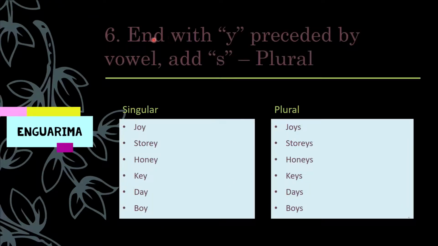Our sixth rule is if the singular is ending with y but it is preceded by a vowel, it has a vowel letter before the y letter, we will add s after y. Example: joy, joys, story, stories, honey, honeys, key, keys, day, days, boy, boys. You can always add more words to these lists. I have included only the common nouns.